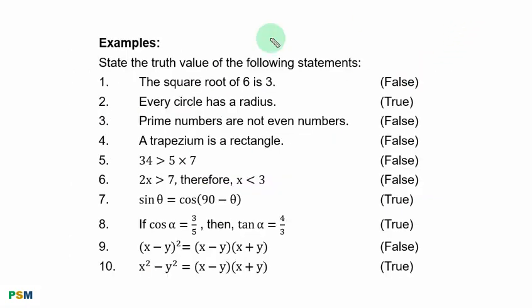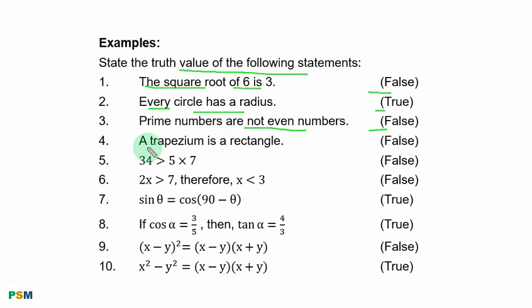Examples. State the truth value of the following statements. Number 1, the square root of 6 is 3. It is false. 2, every circle has a radius. It is true. 3, prime numbers are not even numbers. This statement is false because 2 is an even number and it is a prime number.